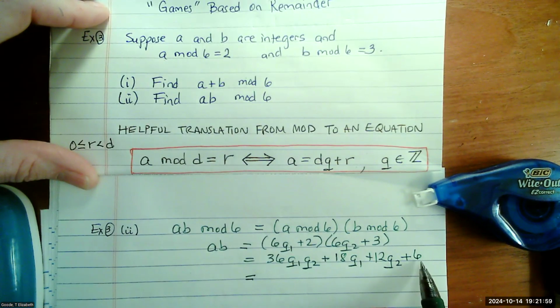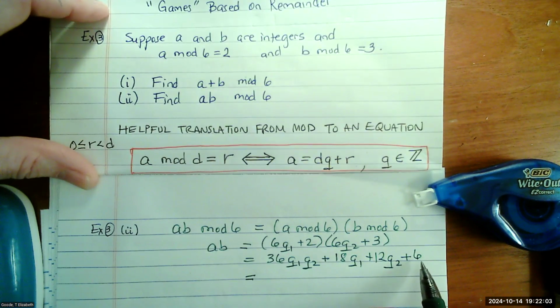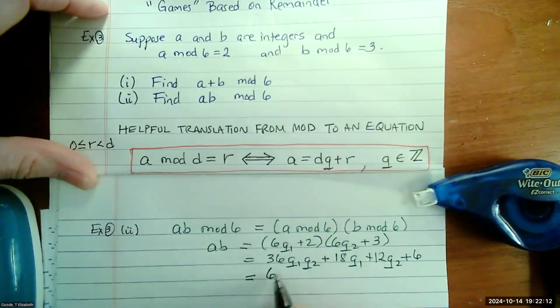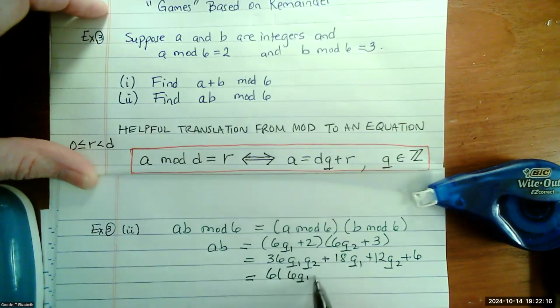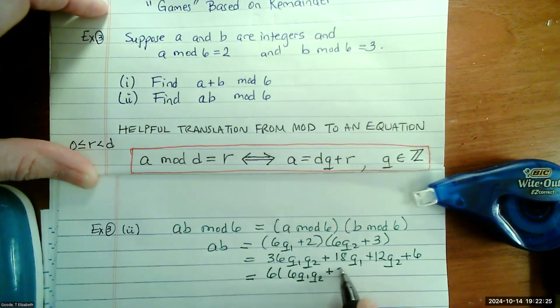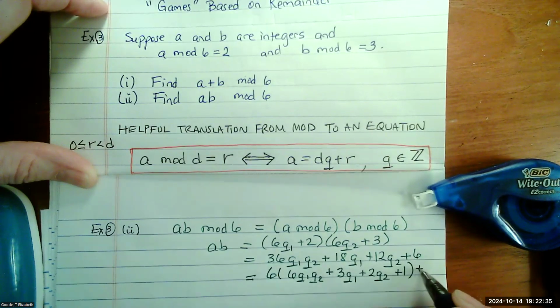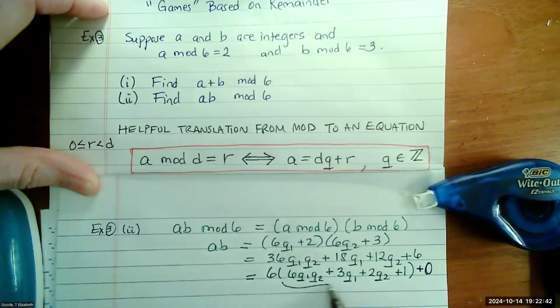Is 6 a legal remainder if the divisor is 6? Can we have a remainder of 6? No, it's too big, right? So in fact, we can pull a 6 out of all of this. And we have this huge Q. It's 6 times the quantity, of course, when we pull 6 out of 36Q1Q2, we've got 6Q1Q2 left over, plus 3Q1, plus 2Q2, plus 1. And look, it's plus nothing. 0 is left over there. And this big expression is our Q, which is an integer.